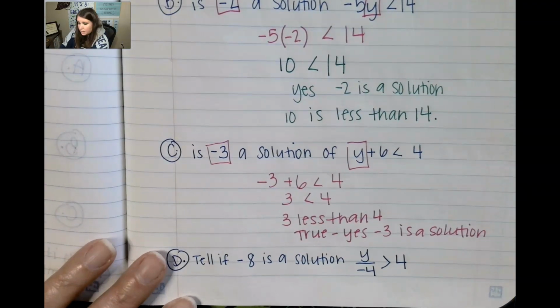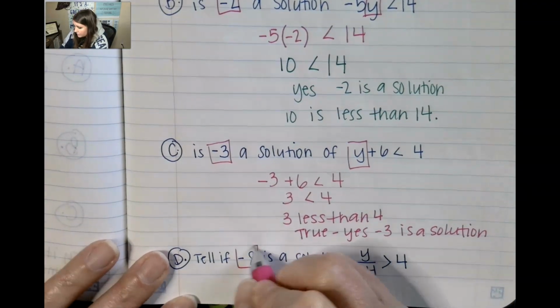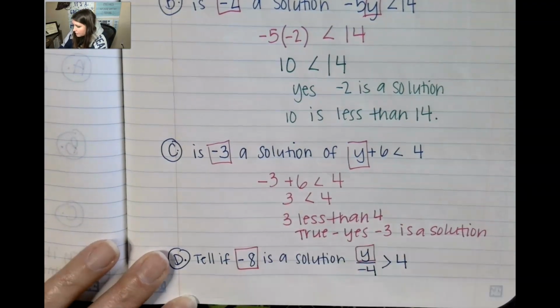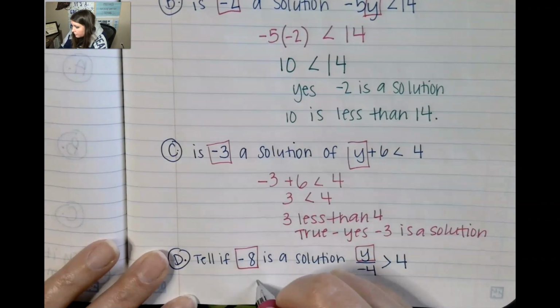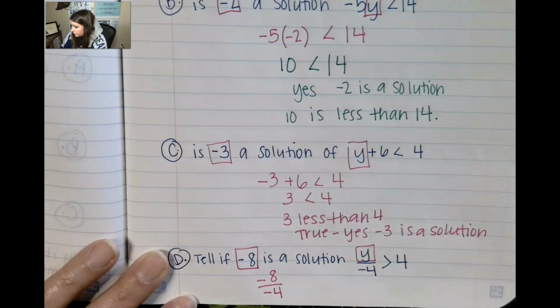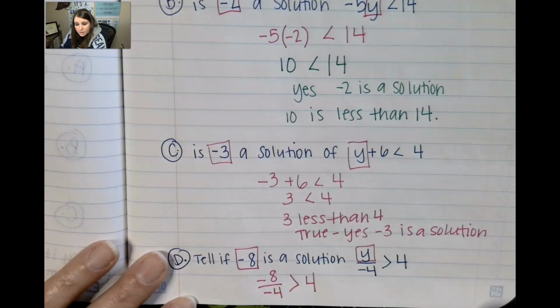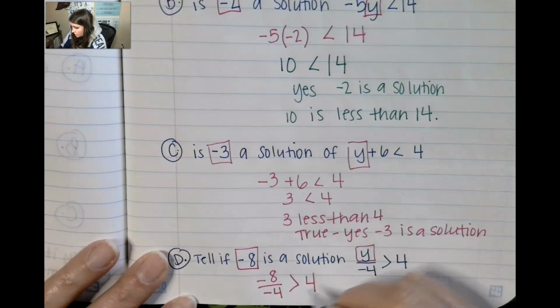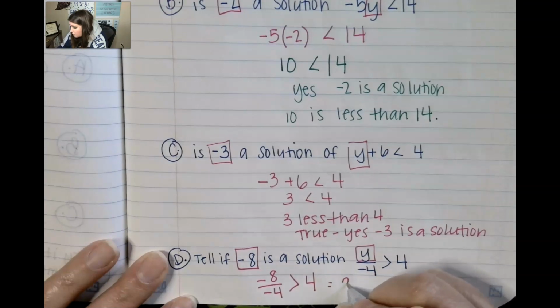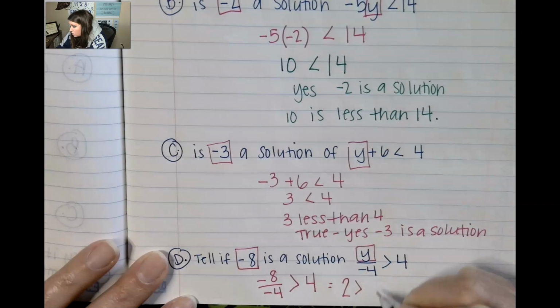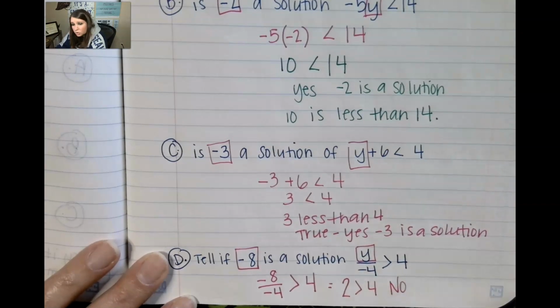So again, I'm going to put negative 8 in for y. So I have negative 8 over negative 4 greater than 4. Well, negative 8 divided by negative 4 is 2. 2 is greater than 4? No, this is not true.